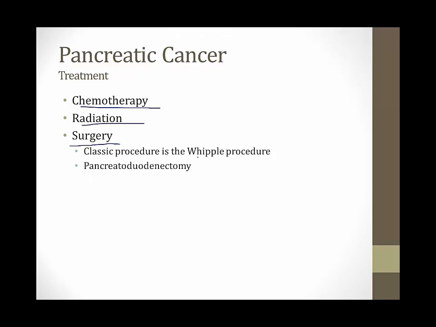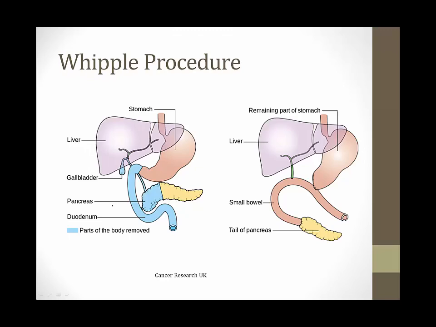The classic procedure is called the Whipple procedure, which is also called a pancreatoduodenectomy. This is a picture of the Whipple procedure on the screen here. On the left side of the screen is the normal anatomy, and everything marked in blue here is removed as part of the Whipple procedure.